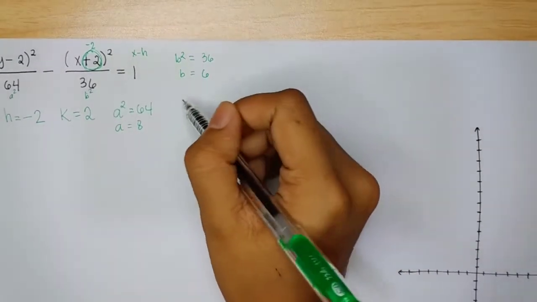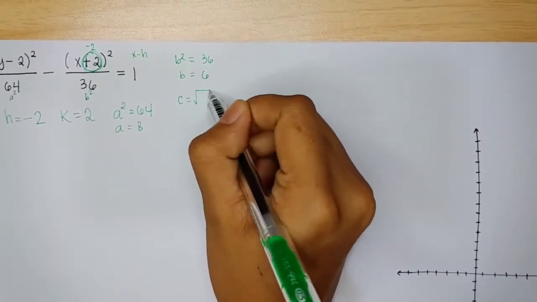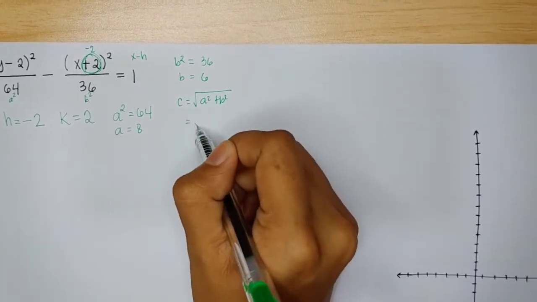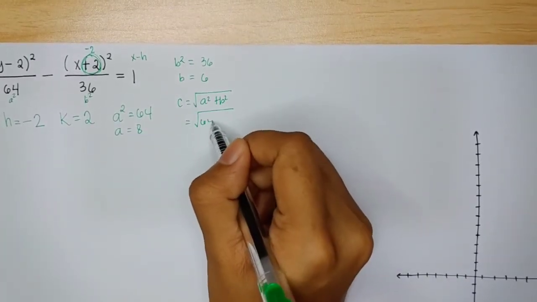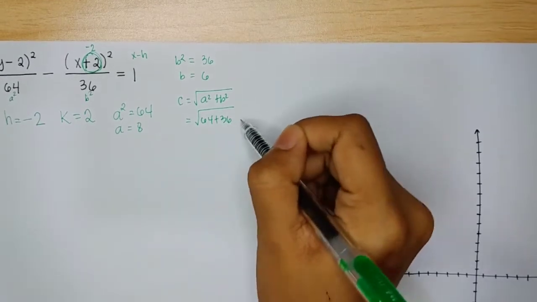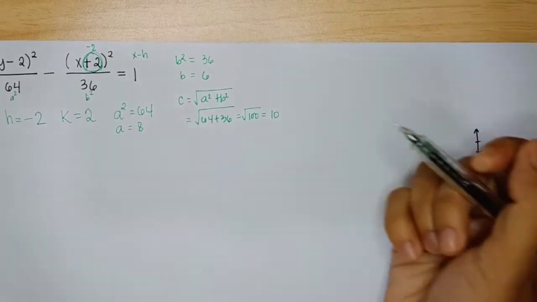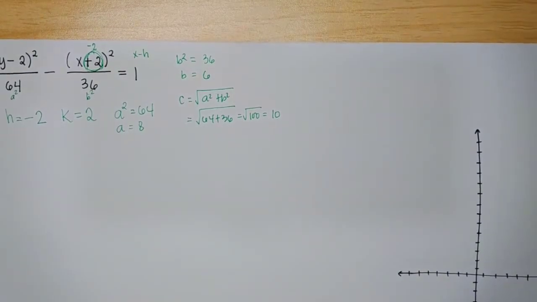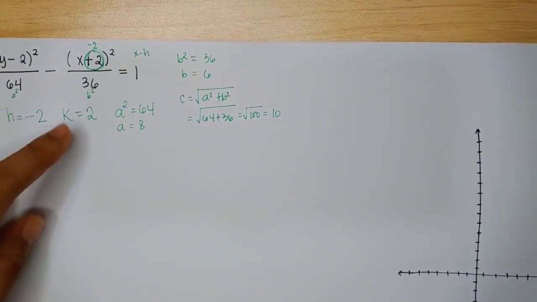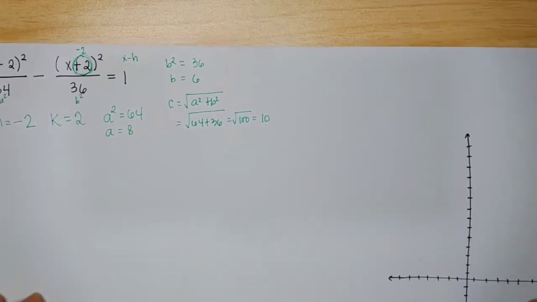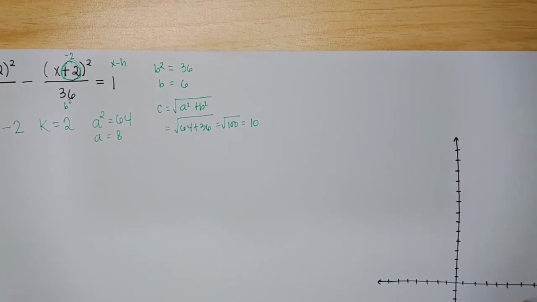Then let's solve for c. Our c is the square root of a squared plus b squared, so that is the square root of 64 plus 36. This is the square root of 100, which is equal to 10. Now we have h, k, a, b, and c.